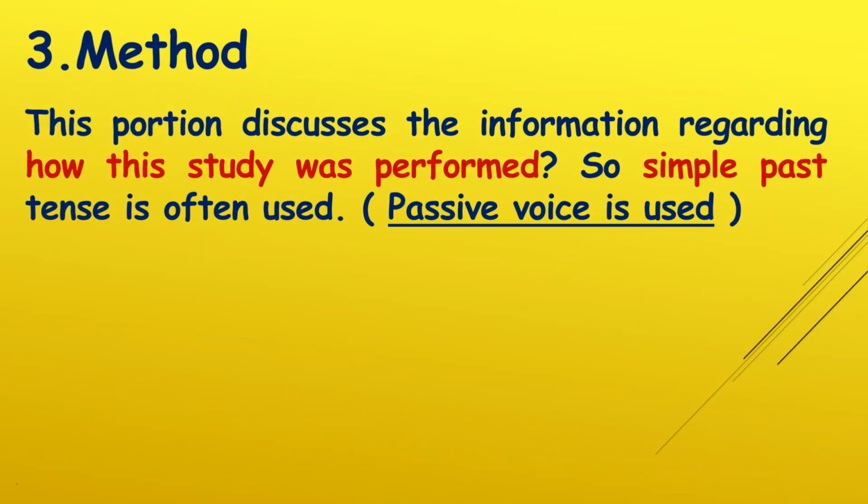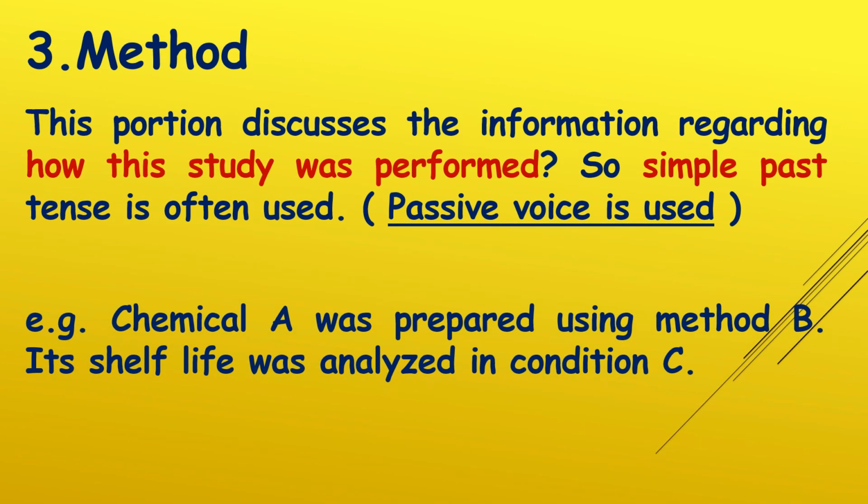And now we are coming to the method. This portion discusses the information regarding how this study was performed. Just because this experiment has already been performed, a simple past tense is often used. Let's take an example. Chemical A was prepared using method B. Its shelf life was analyzed in condition C.